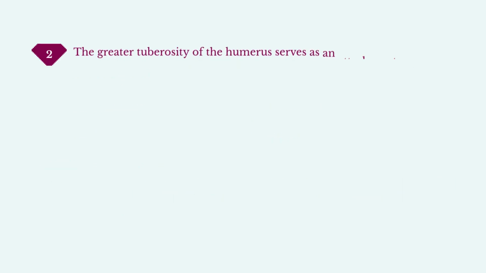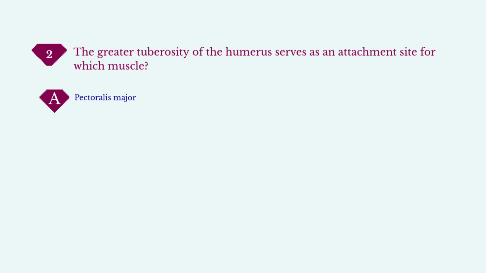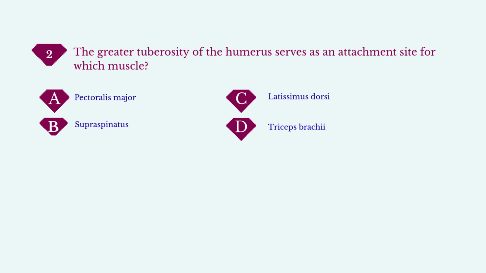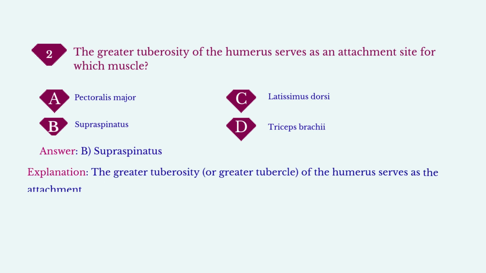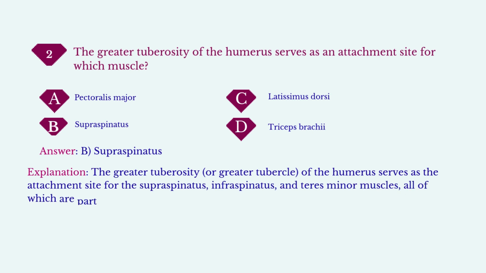The greater tuberosity of the humerus serves as an attachment site for which muscle? A. Pectoralis major. B. Supraspinatus. C. Latissimus dorsi. D. Triceps brachii. Answer: B. Supraspinatus. Explanation: the greater tuberosity, or greater tubercle, of the humerus serves as the attachment site for the supraspinatus, infraspinatus, and teres minor muscles, all of which are part of the rotator cuff group.